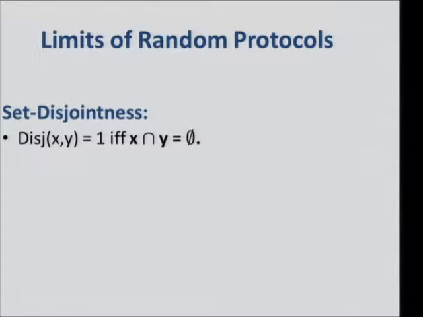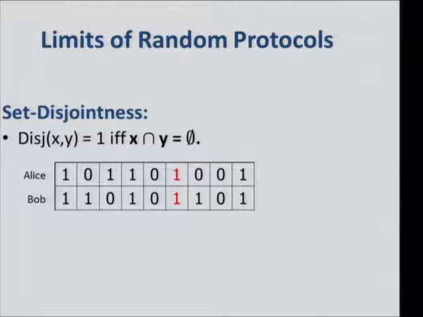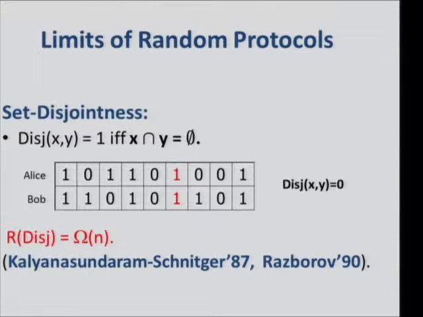Disjointness, as the name suggests, outputs 1 exactly when the two sets x and y are mutually disjoint. If you're wondering in terms of bits, you can view Alice's input as a characteristic vector of x, and Bob's input as a characteristic vector of y. And then if there is a column at which both of them have a 1, then the sets are not disjoint. So in this particular case, the output is 0. The intuition is you have to check every column. There are n columns, and what can Alice and Bob do other than checking all n? It seems like they have to check column by column.